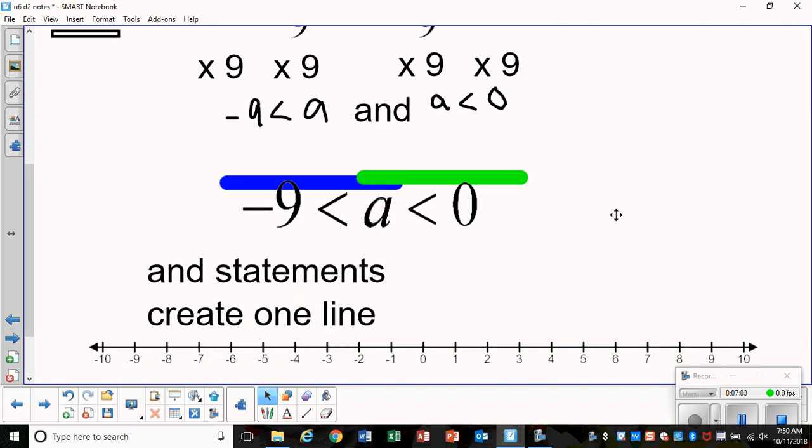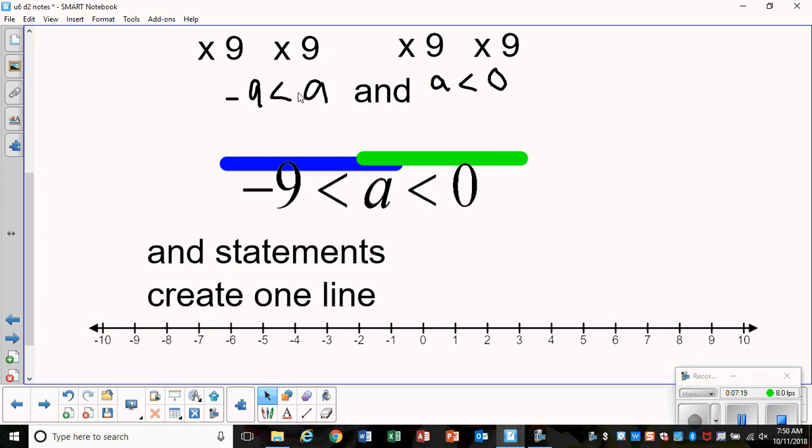Now, on a number line, because it's the word and, it needs to satisfy both. It needs to be both greater than -9 and smaller than 0. So and statements create one line. Because I'm greater than -9, I'm going to have an open circle pointing to everything bigger than it, but I still have to be smaller than 0. This should be an open circle. These notes are not great. So I'm talking about all the numbers in between -9 and 0 being my solution. That's why it creates one line.